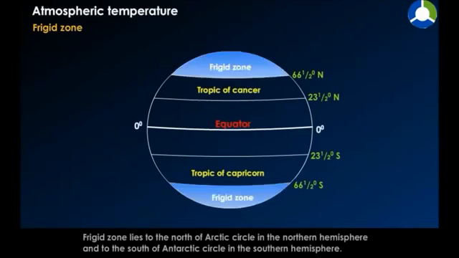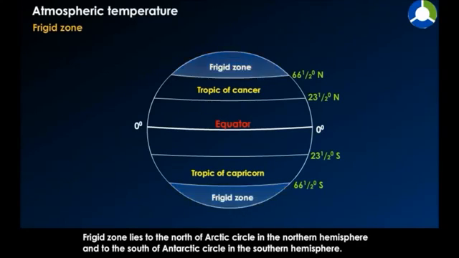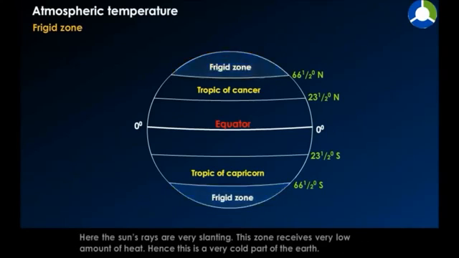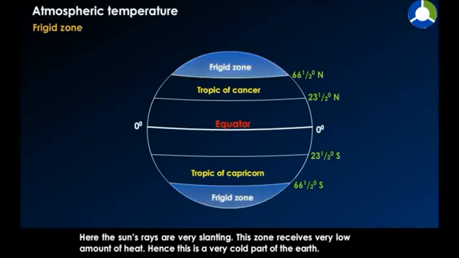Frigid zone. The frigid zone lies to the north of Arctic Circle in the northern hemisphere and to the south of Antarctic Circle in the southern hemisphere. Here, the sun's rays are very slanting. This zone receives a very low amount of heat. Hence, this is a very cold part of the Earth.